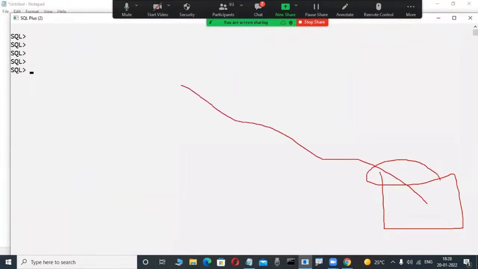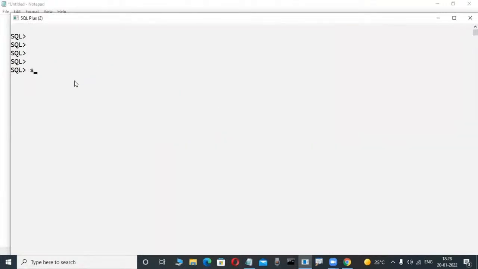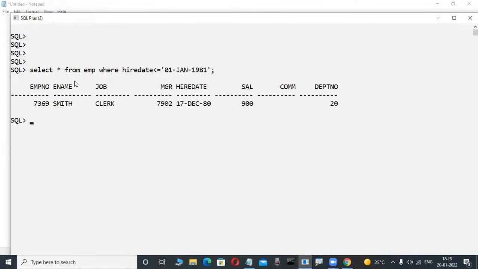How do we fetch this data? We write queries. These are called queries. Observe here: select star from table name where hire date is less than or equal to, say, 1st January 1981. Just by writing the query, the data is automatically displayed, isn't it?